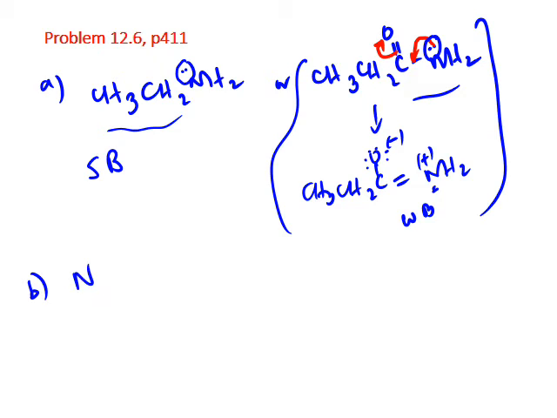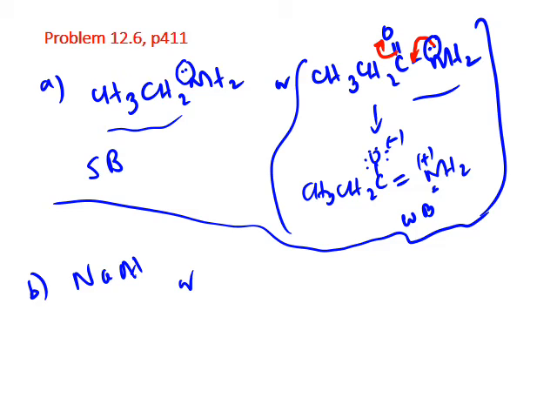Sodium hydroxide. Let's draw a line here. Sodium hydroxide, R, C6H5NH2. It's a good idea to write down the structure. C6H5 is nothing but benzene ring. Double bond, single bond, double bond, single bond, double bond. Now you have NH2.